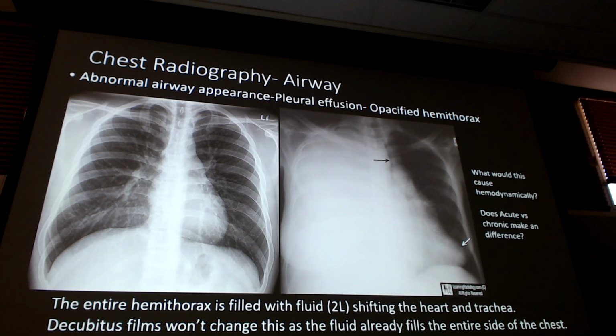Now there's no reason to get a decubitus on this patient because the fluid is not going to go anywhere and fill the entire side of the hemithorax. So I already know that because it wouldn't be filled all the way up here if it wasn't all the way. So there's no reason to do that, right? How stable do we think this patient is? Probably not very stable, and if they are, they're not going to be for long. What's that? They're not stable enough for a CT. No. And they don't even need a CT. Don't send them to CT.